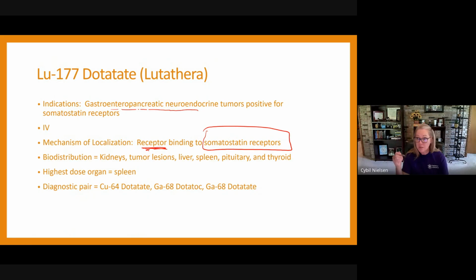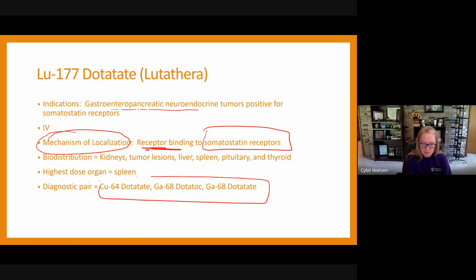So anytime there is a receptor, if you can name the receptor, then the mechanism of localization is receptor binding. And it's a good idea to look at those mechanisms of localization before you take your test and make sure you know them. I have them all on the flashcards.